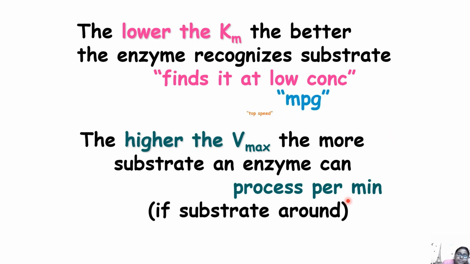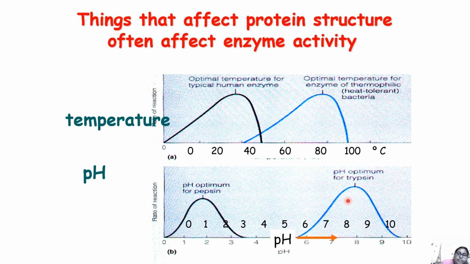So things that affect protein structure often affect enzyme activity. Enzymes show optimal activity at particular temperature ranges and at particular pH ranges. For example, this is the optimal temperature for a typical human enzyme. This is the optimal temperature of a thermophilic, heat-tolerant bacterium. This is the pH optimum for pepsin. This is the pH optimum for trypsin.